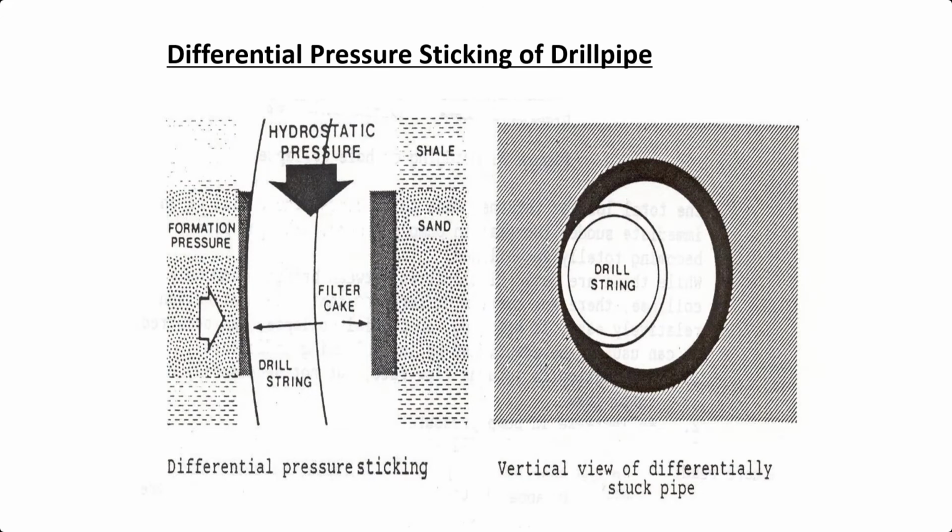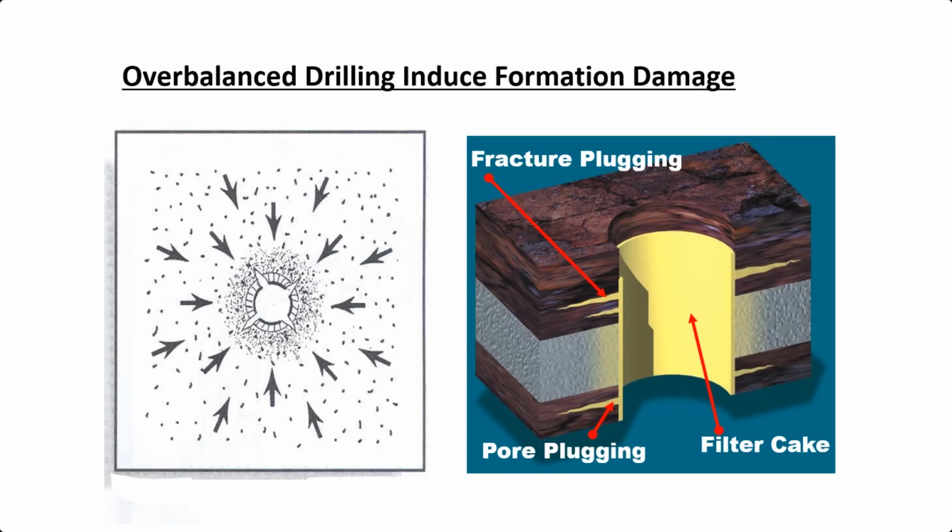This figure shows the mechanism of a differentially stuck pipe. As the differential pressure increases, it will create a net side force pushing the pipe against a permeable rock, and as a result, the drill pipe will be stuck. This figure shows the mechanism of formation damage. As we drill in overbalanced conditions, in other words, in positive differential pressure, drilling fluid filtrate would invade the reservoir rock and induce formation damage, in other words, reducing permeability.